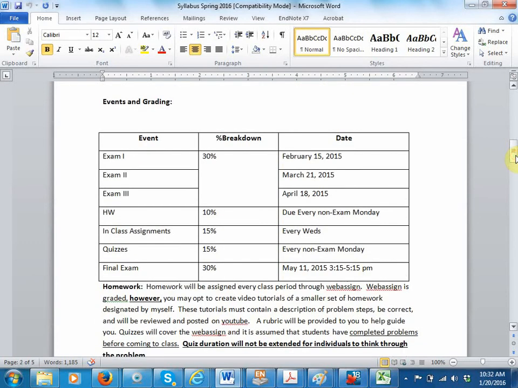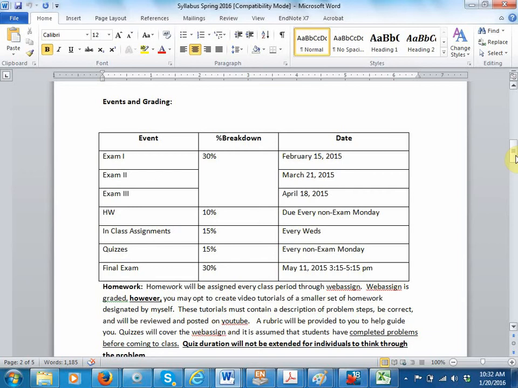I'm very organized, not for myself, because I'm a confused person. So I get really lost after a while. So I have to have everything organized beforehand. So you have all your dates that exams are given. Prior, we have in-class assignments. We work a lot in class to understand material.